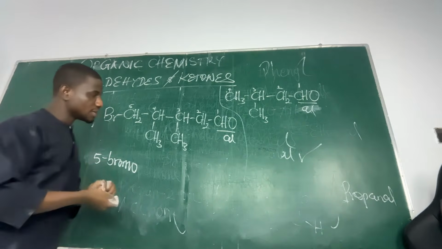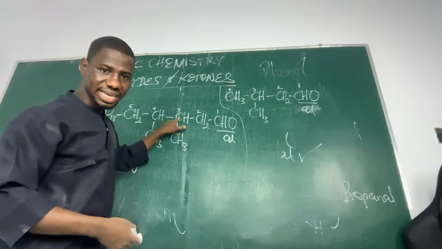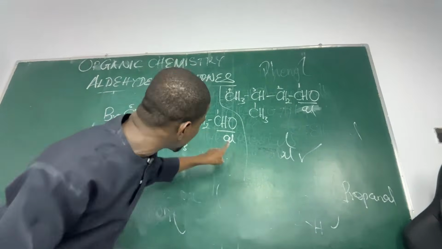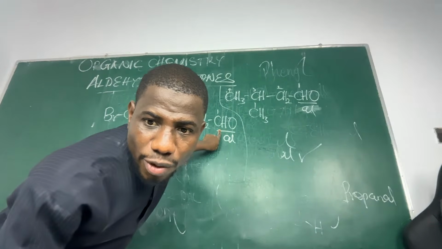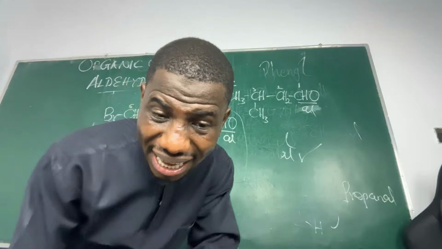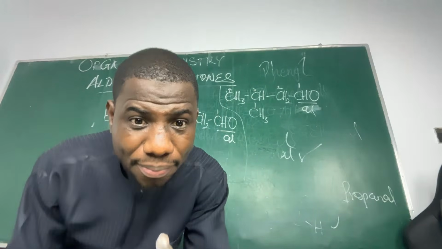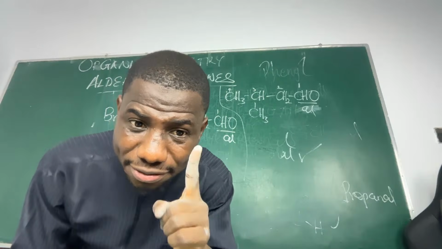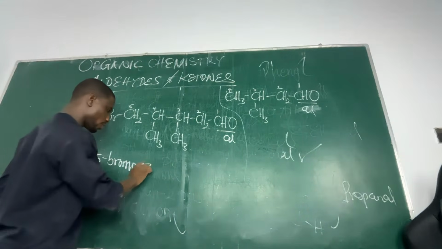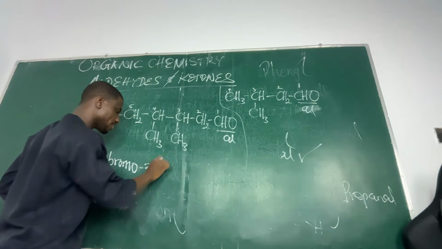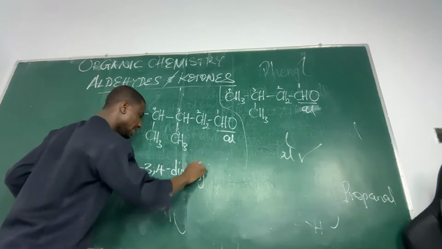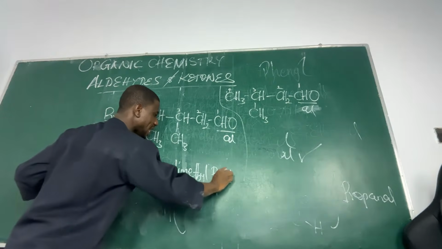So at position 5, 5-bromo. The first methyl group is at position 3, the other is at position 4. We are numbering from the CHO, which is the functional group. I said at the beginning of the class that when naming an alkanal, the carbonyl carbon is numbered first. So we have 5-bromo, 3,4-dimethyl, pentanal.